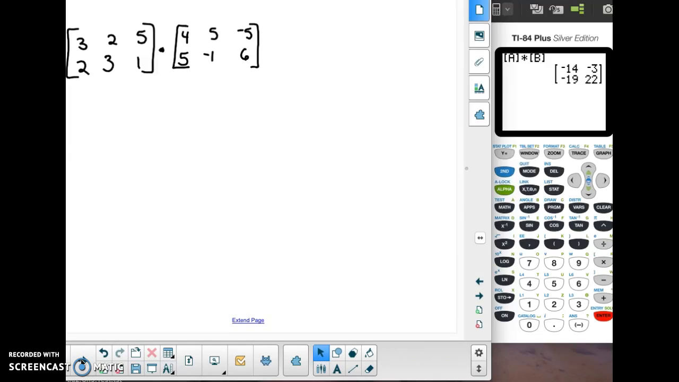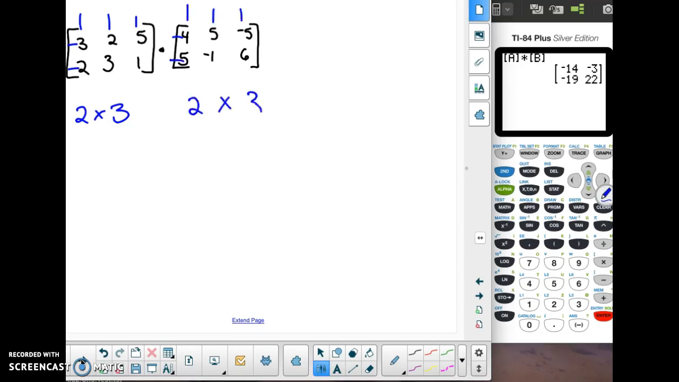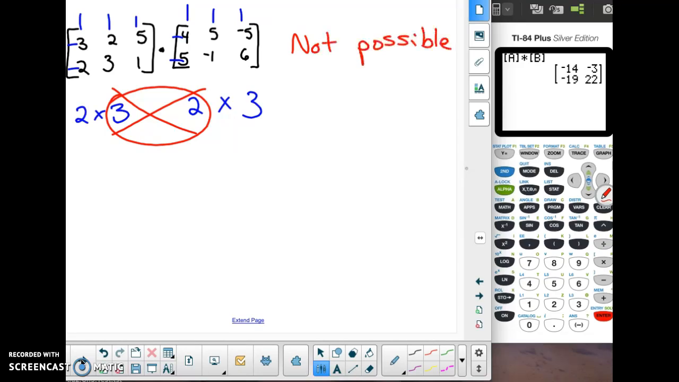And then finally, I want to look at this problem. Sometimes these show up on our worksheets and on our ACT tests. And this is not possible to do. If we look at the size, this first one is 2 rows by 3 columns. And the second matrix is also 2 rows by 3 columns. Because these inside numbers are not the same, this is not possible.